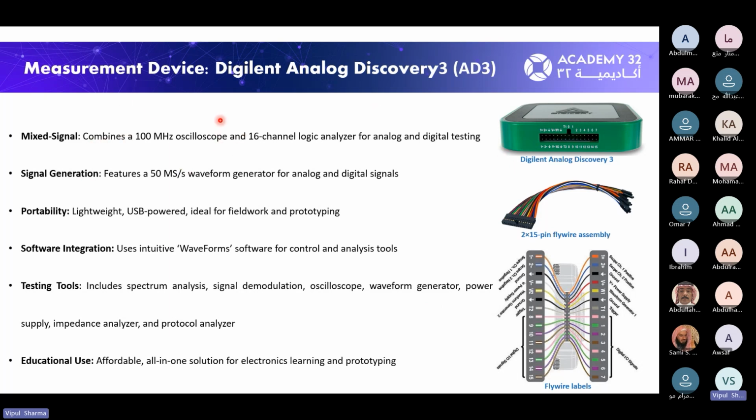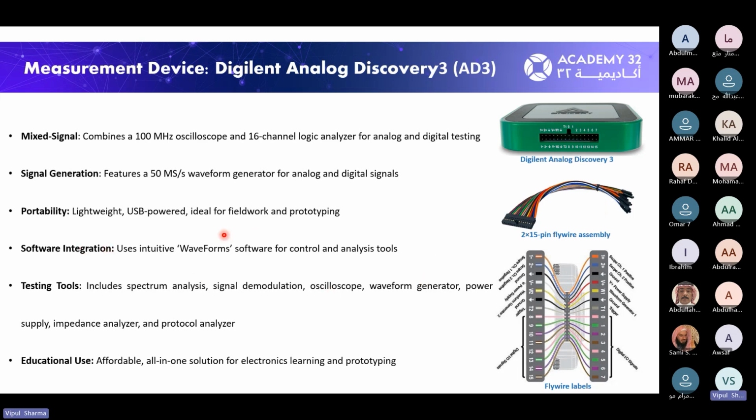It has an oscilloscope functionality where it can measure signals up to 100 megahertz, and it can generate different kinds of waveforms, analog and digital, using the 50 mega sample per second waveform generator. It is quite portable, as I mentioned. It is a handheld kind of device, very small. It can even be carried in your pocket, so you need not have a sophisticated measurement setup to make a small measurement using this device.